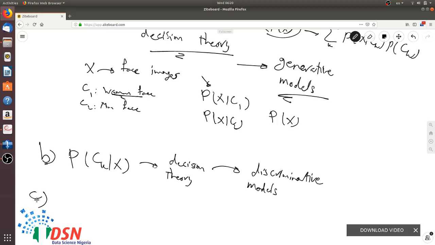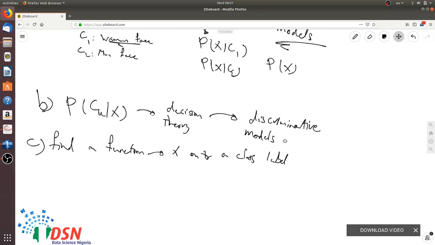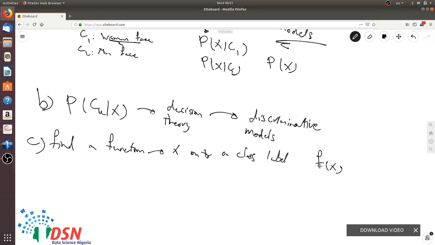And the next approach is to find a function that maps x directly onto a class label. In this case, probabilities play no role. For example, in the binary case, we derive a function f of x. If f of x is equal to 0, we have class C1, and if f of x is equal to 1, we know that our class is C2.